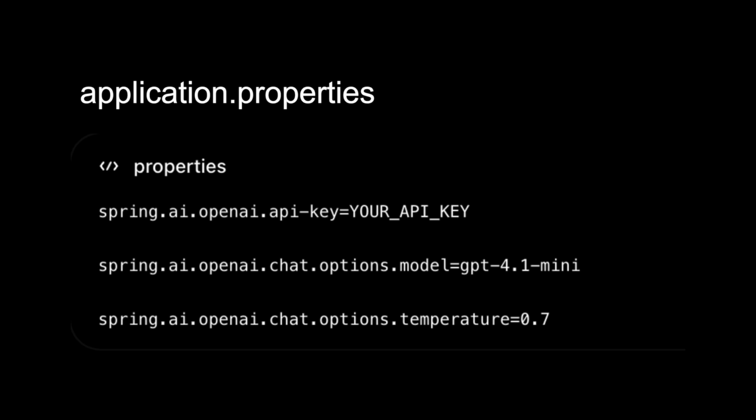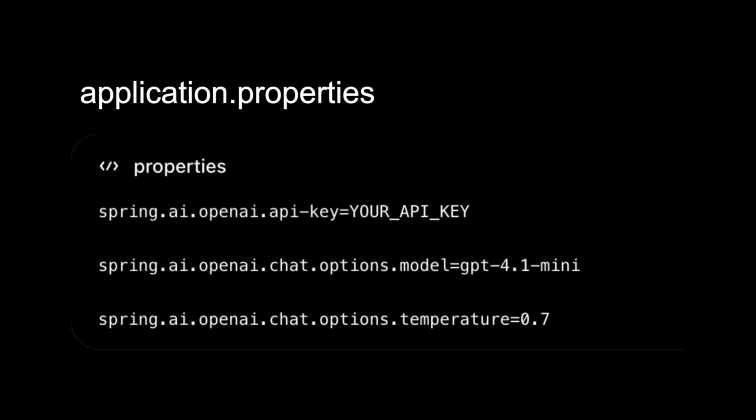Next comes the model. This tells OpenAI which language model should answer your request. You might choose a smaller, faster model for simple tasks or a more capable model for complex reasoning. The exact model names may evolve over time, so always check the current provider documentation before choosing one.